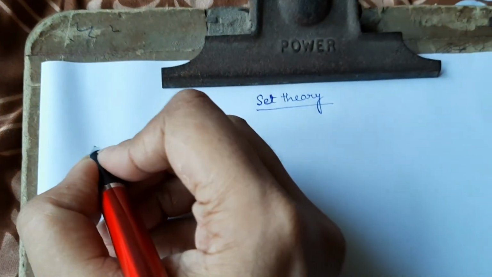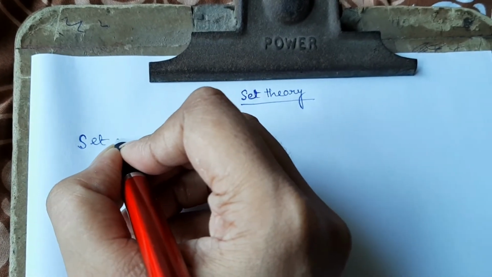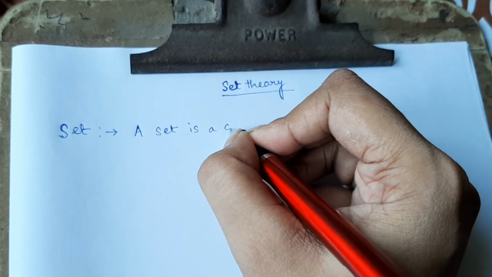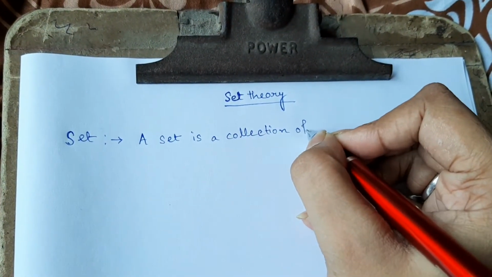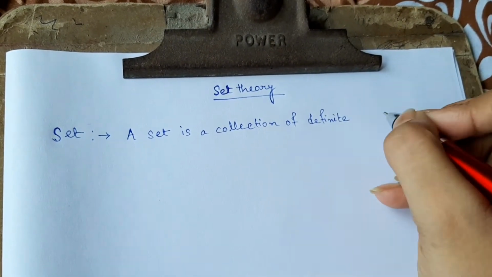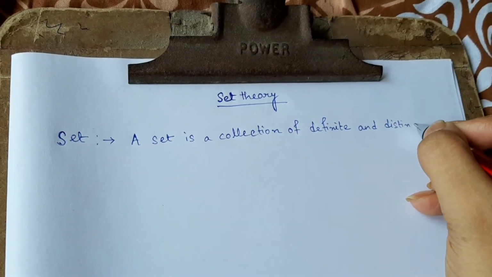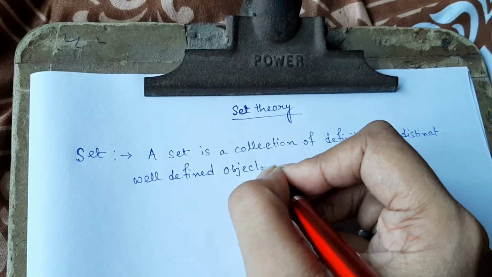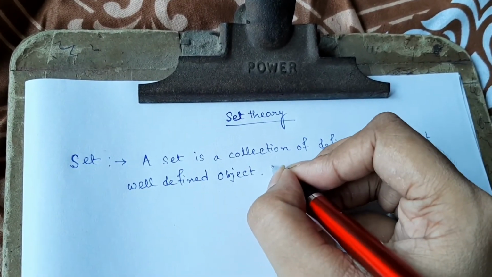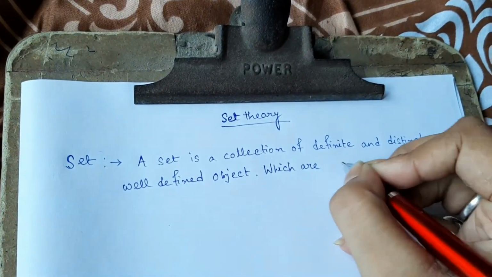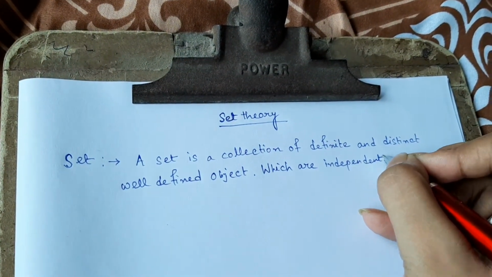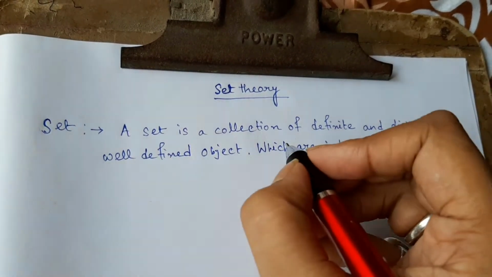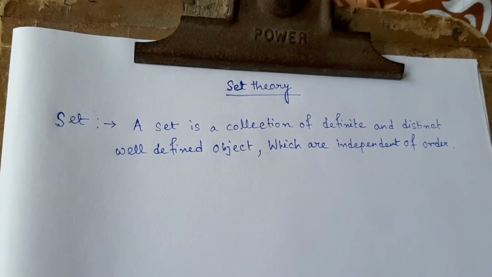Set theory. What is a set? A set is a collection of definite and distinct, well-defined objects which are independent of order. Okay, so what is a set? A set is a collection of definite and distinct well-defined objects which are independent of order.